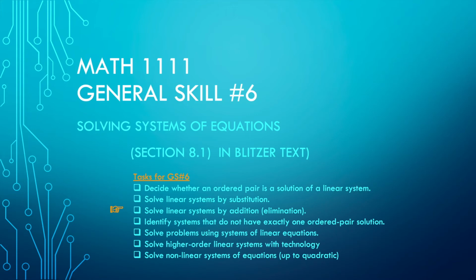Welcome to the next installment of Math 1111 General Skill number 6, in which we are talking about solving systems of linear equations. In this video, we're going to focus on solving systems of linear equations by using elimination. Some textbooks call this using addition. Some textbooks call it using linear combinations, but in our textbook, we are going to call it elimination. So let's look at how we do this.